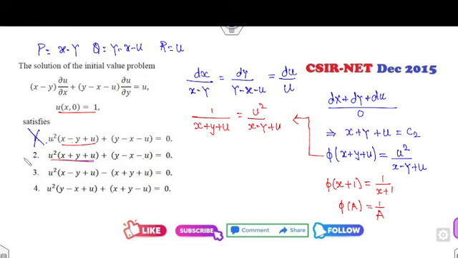u square satisfied, and it's a plus. So you can put it on the left hand side. It's u square x minus y, and u square x plus y, u square x minus y. The right answer is B, my correct option.